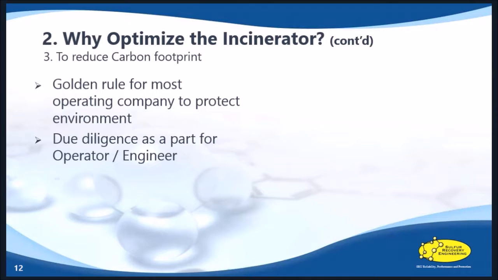Another thing is to reduce carbon footprint. It's a general golden rule for operating companies in oil and gas in particular to protect the environment, and do your best to get maximum efficiency and minimum impact on the environment from your unit. Another is due diligence, as part of the duty of an operator and engineer of any unit, to strive to make minimum impact from the operating facility on the environment.